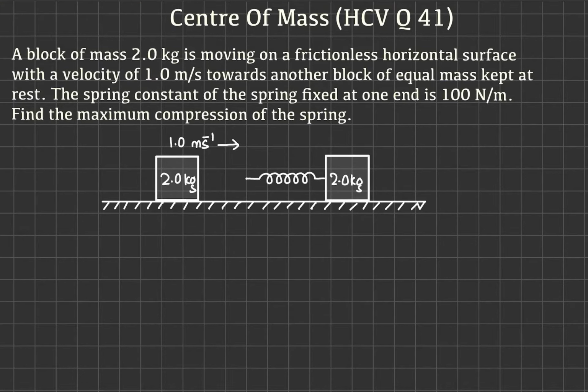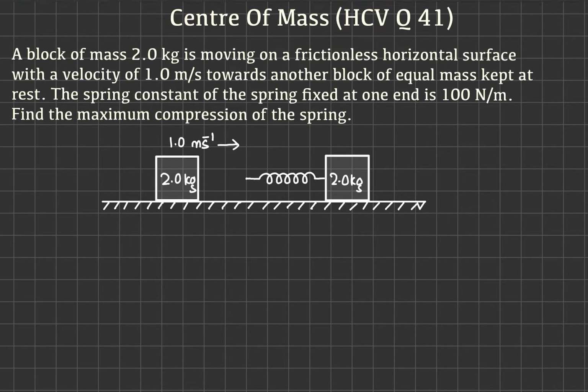This question is from S.C. Verma book, chapter Center of Mass, question number 41. The question says, a block of mass 2 kg is moving on a frictionless horizontal surface with a velocity of 1 meter per second towards another block of equal mass kept at rest.